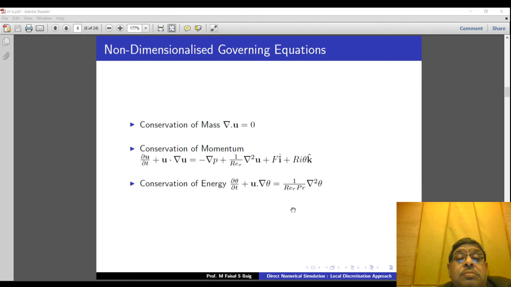So conservation of mass, conservation of momentum. Now we'll get the frictional Reynolds number as well as the Richardson number, and conservation of energy.